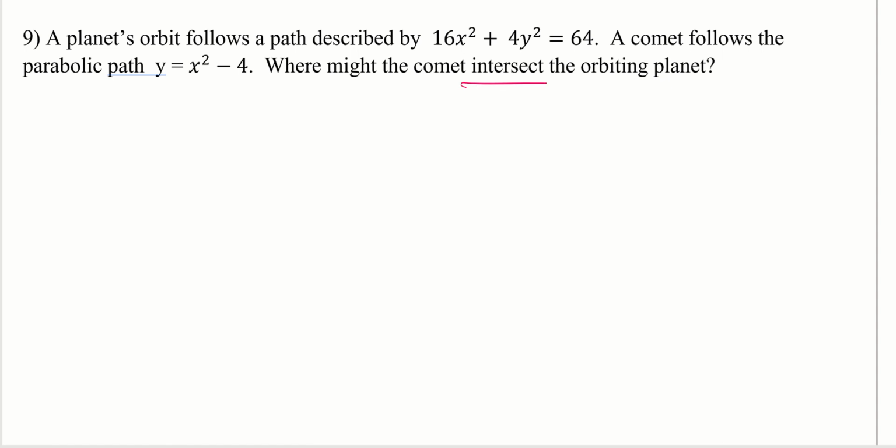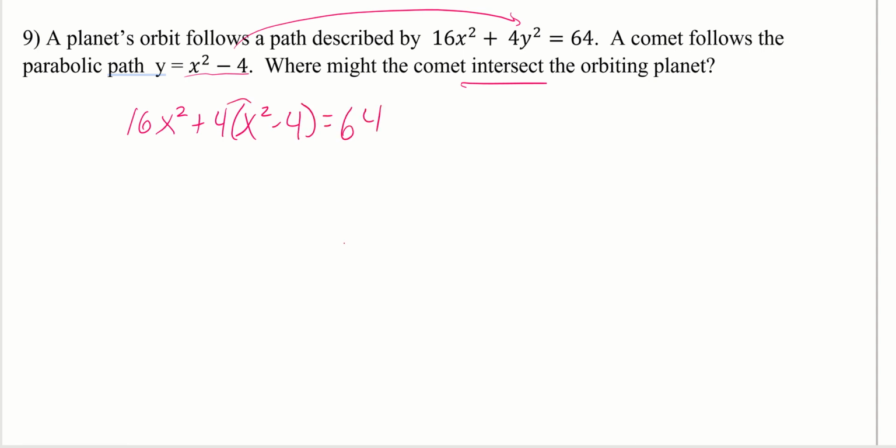So here, intersect, that's a big word. So that means I want to find the solution for the two. And so since I already have y equals, it sets me up really nice for substitution. So I'm going to do 16x squared plus 4 times x squared minus 4 is equal to 64. Distribute in. 16x squared plus 4x squared minus 16 minus 64 equals 0.